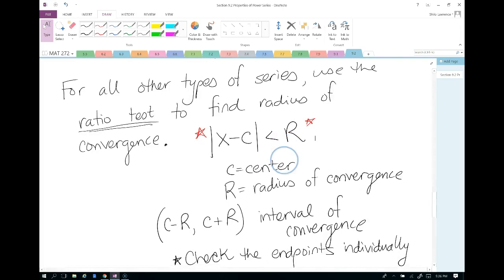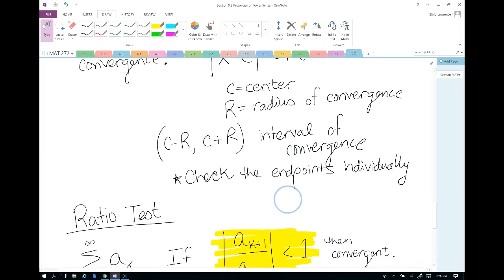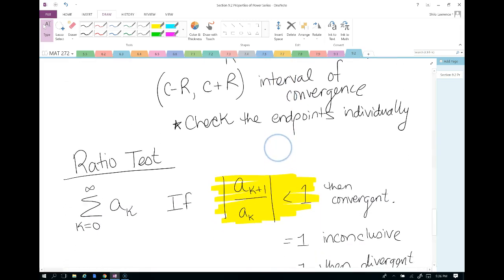But with the ratio test, there were 3 options. Ratio test, if we're looking at the sum from k equals 0 to infinity of any expression whatsoever, whether it looks geometric or not, if we can set up the ratio of a sub k plus 1 over a sub k and do the limit as k approaches infinity, if this comes out to be less than 1, then by the ratio test it's convergent.